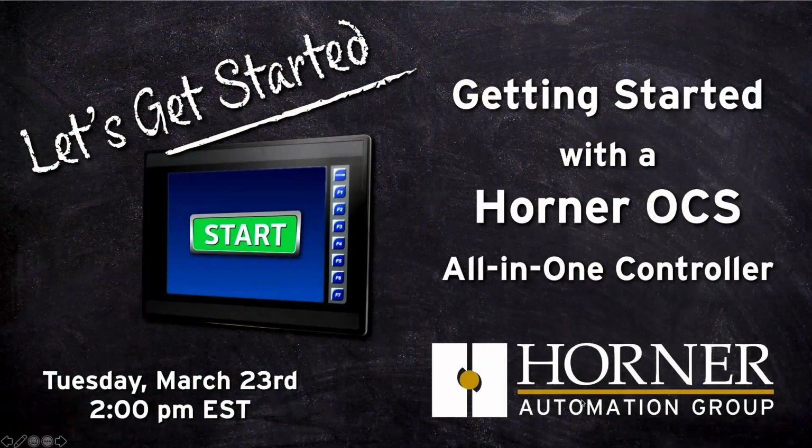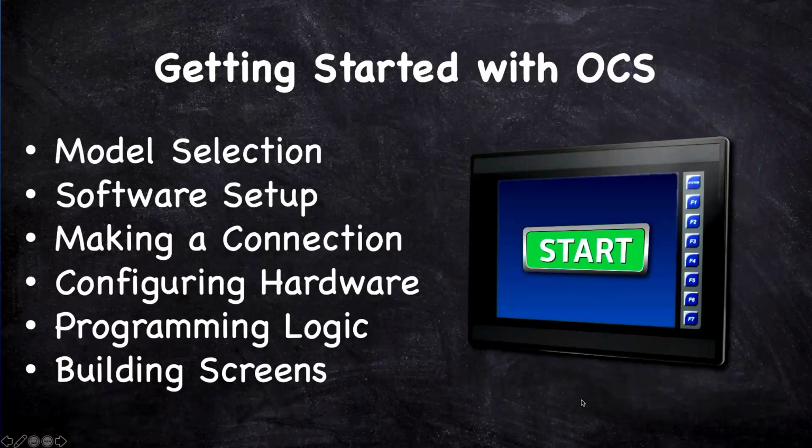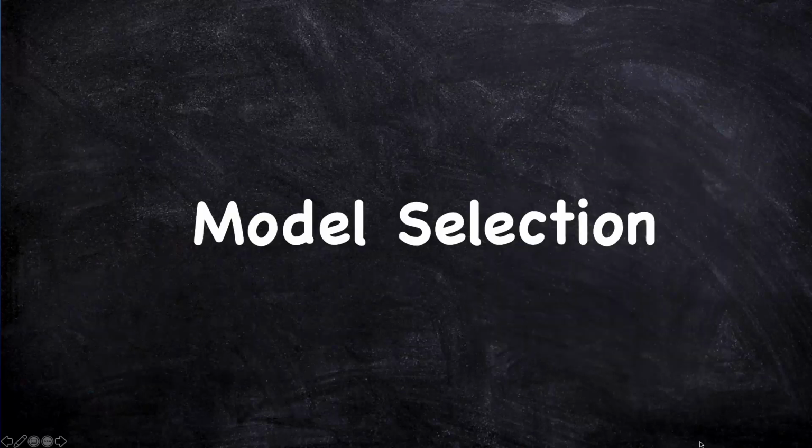Okay, getting started with Horner OCS. Let's get started. Okay, in today's session, we're going to cover the following topics. We're going to start with model selection, followed by software setup, making a connection, configuring hardware, programming logic, and building screens. We feel like with this head start, you'll be able to become real productive when you use your OCS on your first project. Let's take a look at model selection.